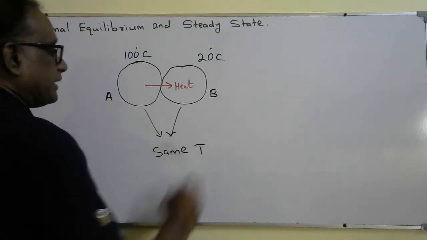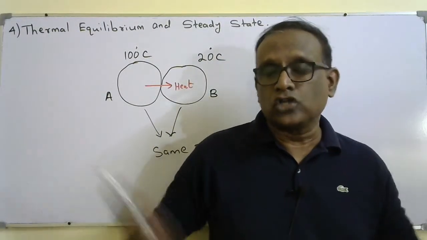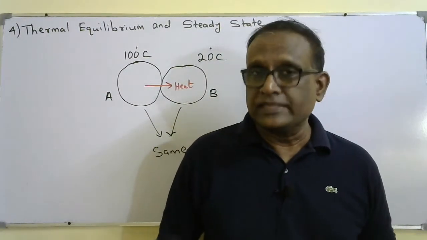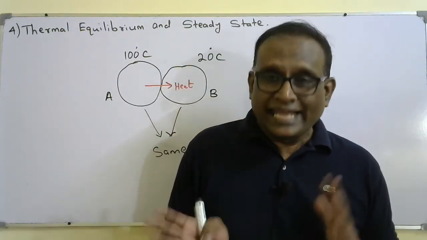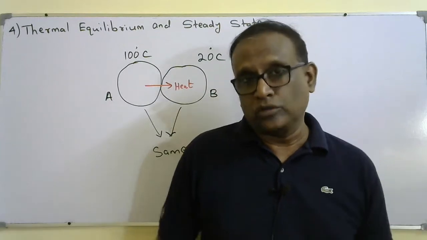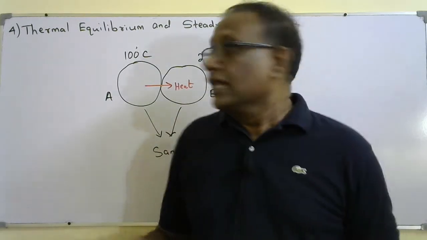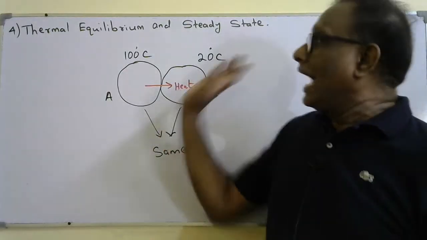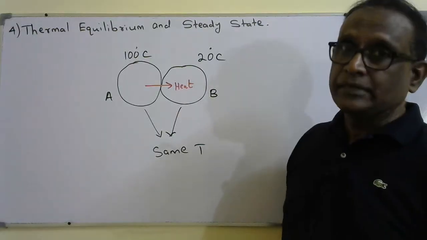So when the temperature becomes the same, both substances or both objects have particles with the same average kinetic energy, then there won't be any net heat flow, because both have the same temperature. So at this instant, we say both objects are at thermal equilibrium.